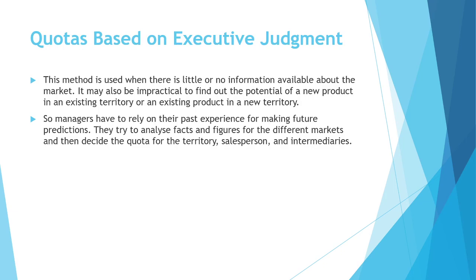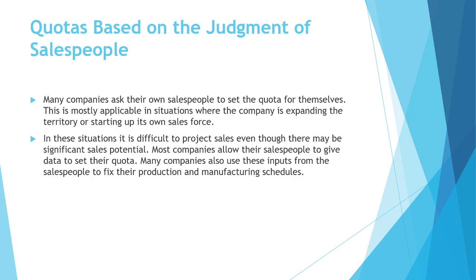Quotas based on executive judgment. This method is used when there is little or no information available about the market. It may also be impractical to find out the potential of a new product in an existing territory or an existing product in a new territory. So managers have to rely on their past experience for making future predictions.